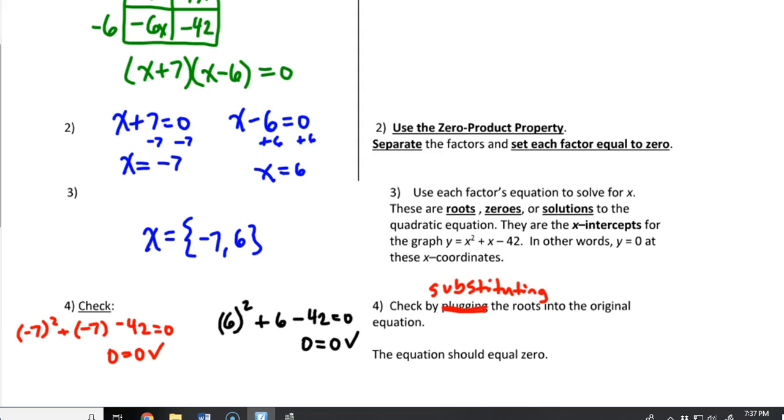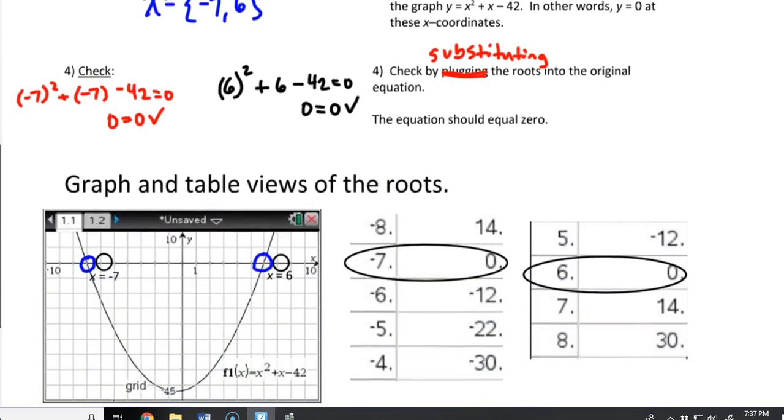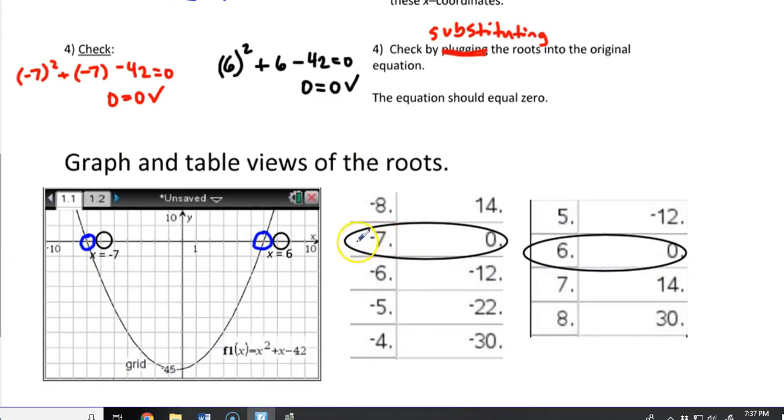All right, we can also confirm these answers by our table. So there's our negative 7, and there's our 6, and then on the x-axis, these are our x-intercepts at 6 and at negative 7. So I think you have a pretty good handle on the process here. I'd like you to try one on your own.